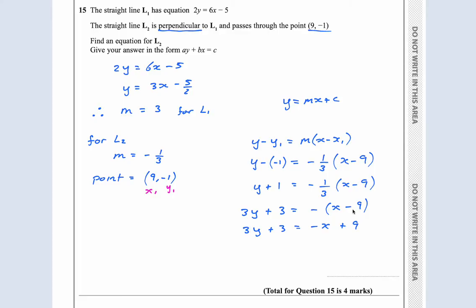Finally, he wants it in a particular form, which is this form, which is ay plus bx equals c. So this is 3y plus x equals, 3y plus x equals 6, because I'm going to do 9 minus 3 is 6.